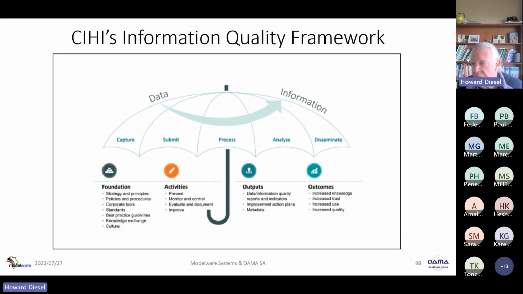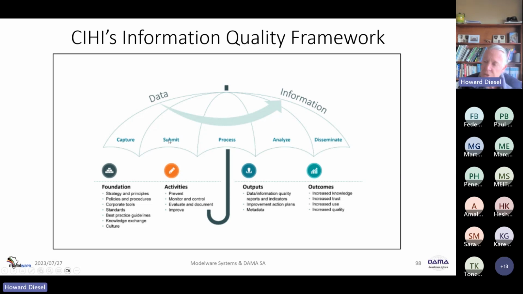Now, they've built a framework, so it's not the same as a methodology. They've built a skeleton, and people can fit into it. And can you see this is their cycle? The data is created by other organizations. They capture and submit it. It then gets processed by CIHI and then analyzed and disseminated. So they're really responsible for these last three steps.